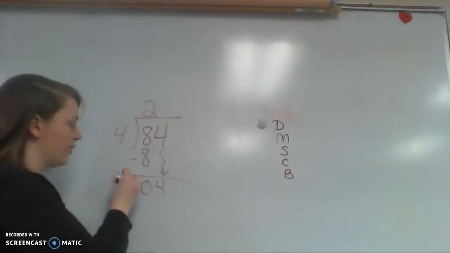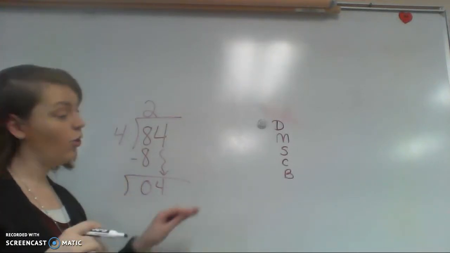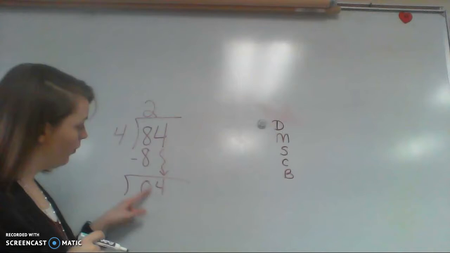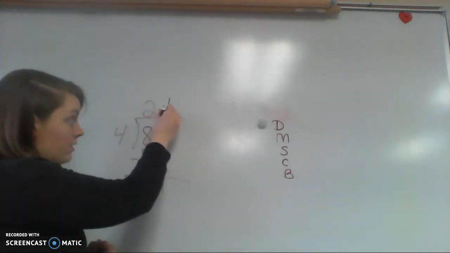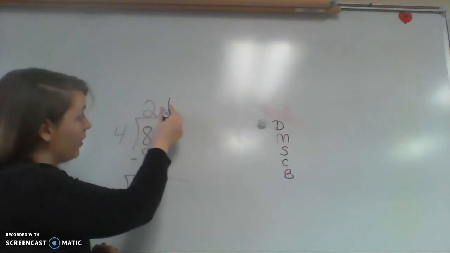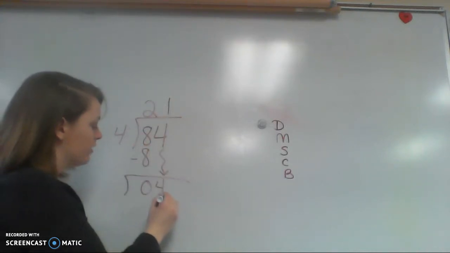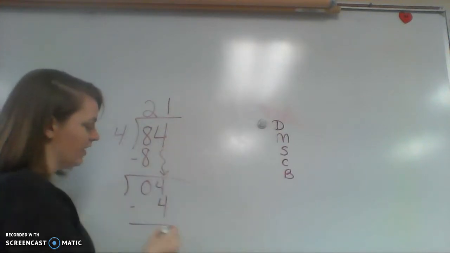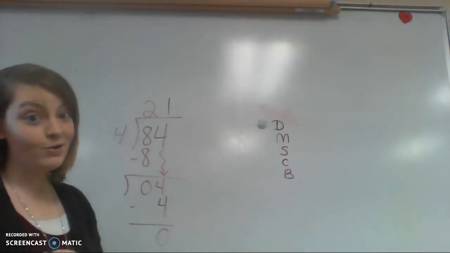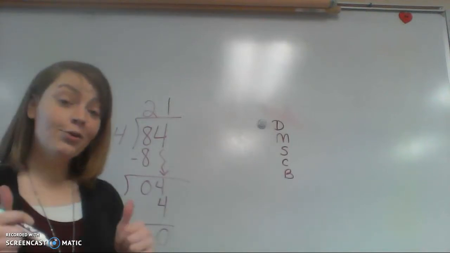4. And then remember, draw a division house because you're going to start the whole process again. 4 divided by 4 is 1. Then go back down the mountain multiplying. 1 times 4 is 4. Subtract. Check, you have nothing left, and your answer should be 21. So if you got that, great job.